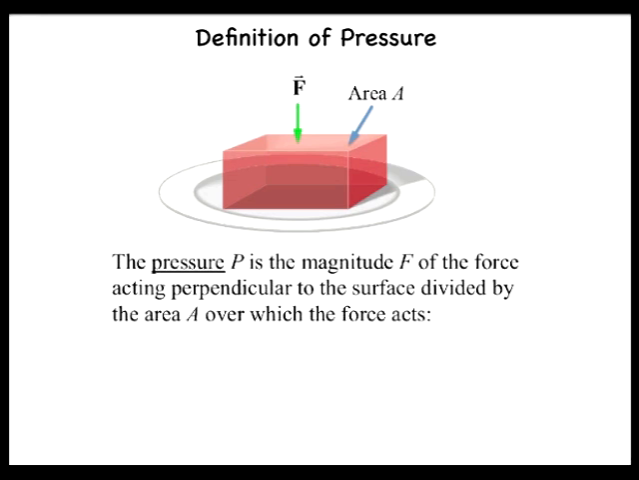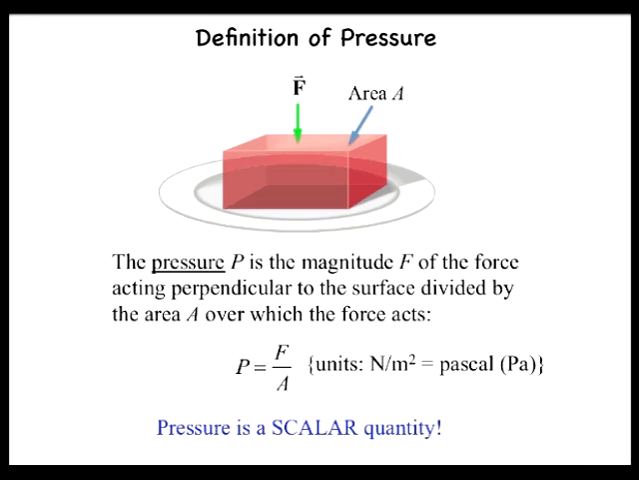The pressure, P, is the magnitude F of the force acting perpendicular to the surface divided by the area A over which the force acts, or P = F/A. The unit of pressure is newton per meter squared, which is called a pascal. Even though the magnitude of a force is included in the equation for pressure, pressure is a scalar quantity, not a vector quantity.